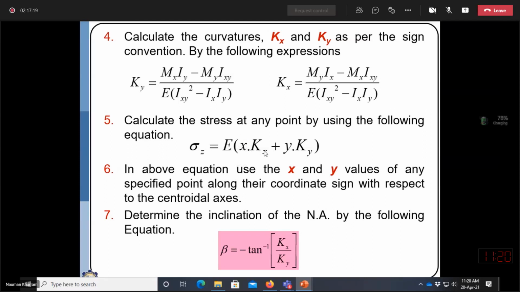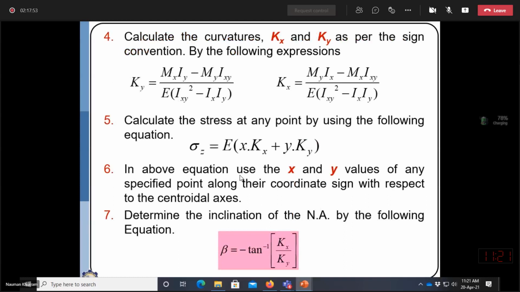So in this equation, the x and y variable values, the coordinates of any point at which we want to determine the stress, will be substituted with respect to their coordinate sign. I will explain when we are going to solve the problem. Then we can determine the orientation of the neutral axis by using this equation. The only disadvantage is that we cannot determine the resultant deflection.